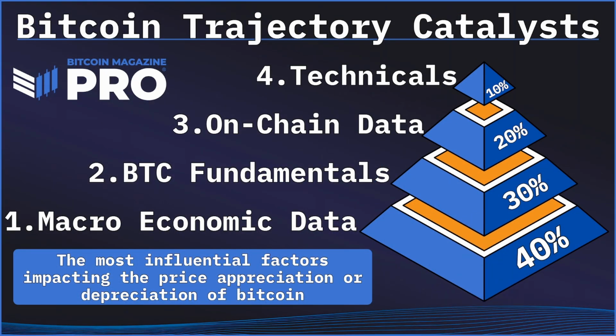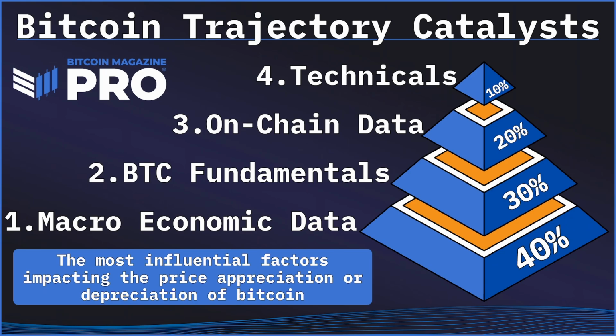Now, these are the Bitcoin trajectory catalysts, or BTCs for short. This is something we've discussed on the channel before, but now I've expanded upon it and can give a little bit more insight into exactly how I view each one of these individual pillars that influence Bitcoin's price appreciation or depreciation. So this is macroeconomic data being the fundamental foundational support for bullish or bearish periods of price action for BTC, followed by BTC's own individual fundamentals, and then on-chain data and technicals.